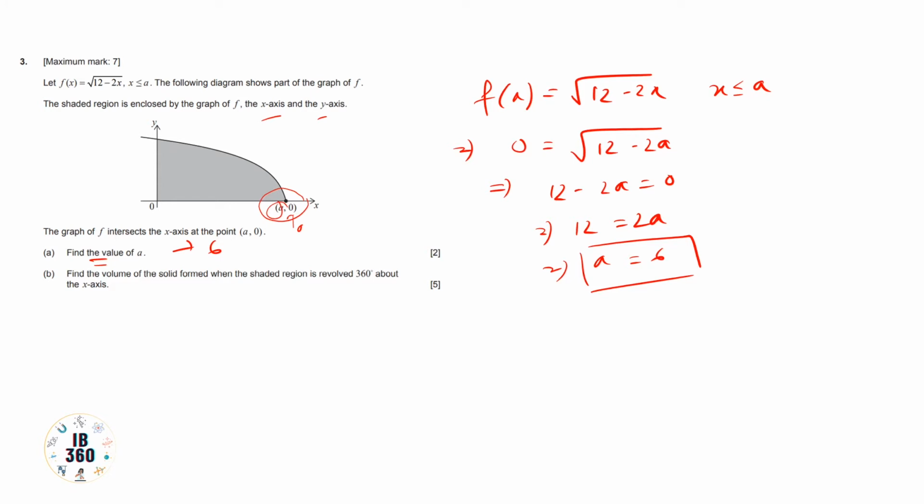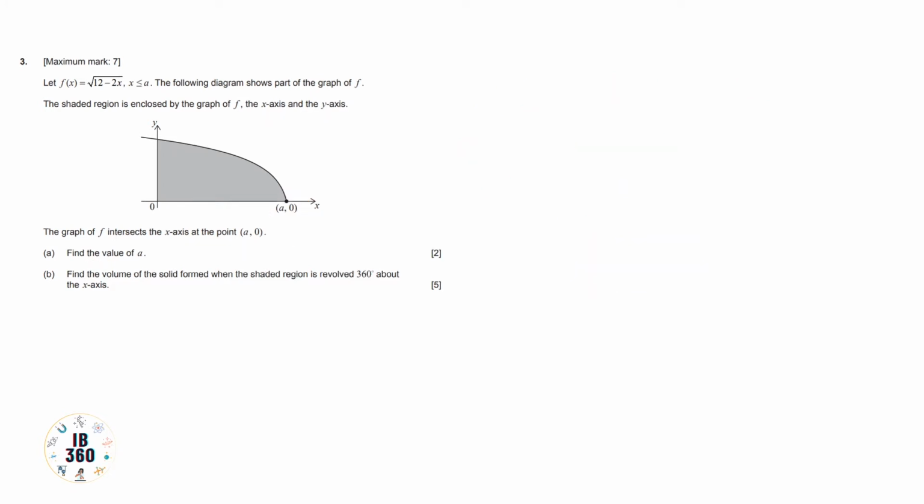The next question is, find the volume of the solid formed when the shaded region is revolved 360 degrees about the x-axis. The theory that we will apply here: if any region is revolved 360 degrees about the x-axis, to find the volume the formula is V equals pi integral from a to b of y square dx, where x is from a to b. This is the formula to find the volume.